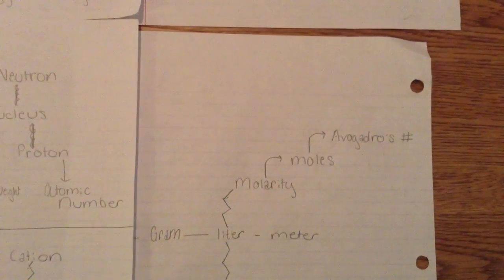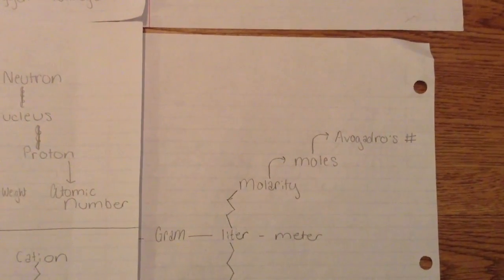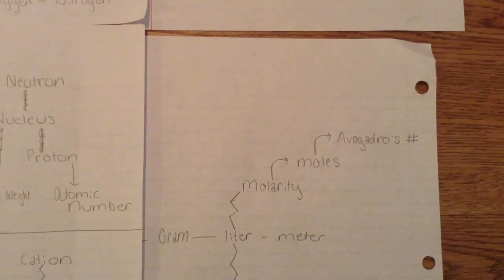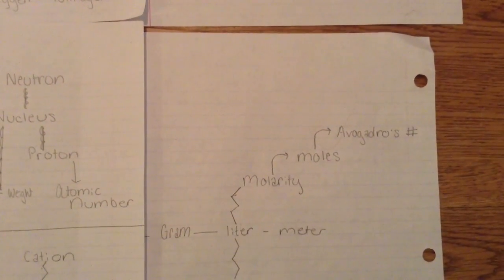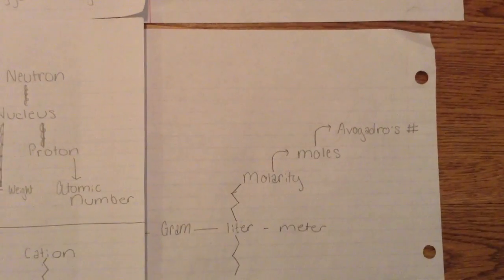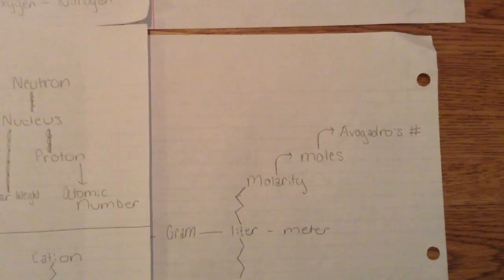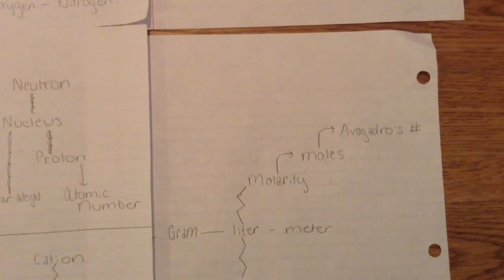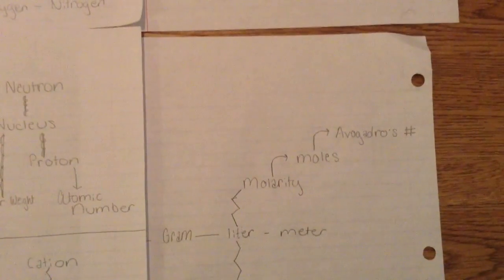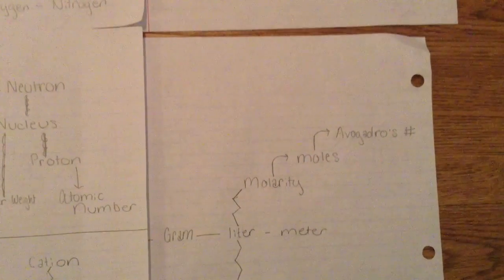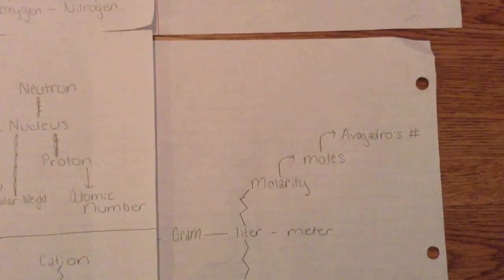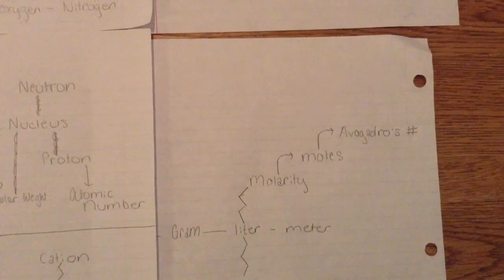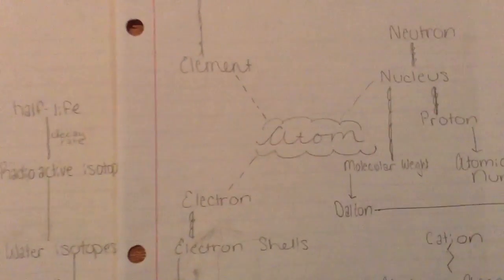Moles, connected to molarity right here, is another unit, and it helps us measure elements. It helps us measure atoms. So moles is based off of how many atoms are in 12 grams of carbon. I don't know why they chose 12 grams of carbon, but that's what it is. And so that number is Avogadro's number. It's 6.022 times 10 to the 23rd. So that's a really big number. Atoms are really small, and so that helps us work with numbers that are easier to work with.